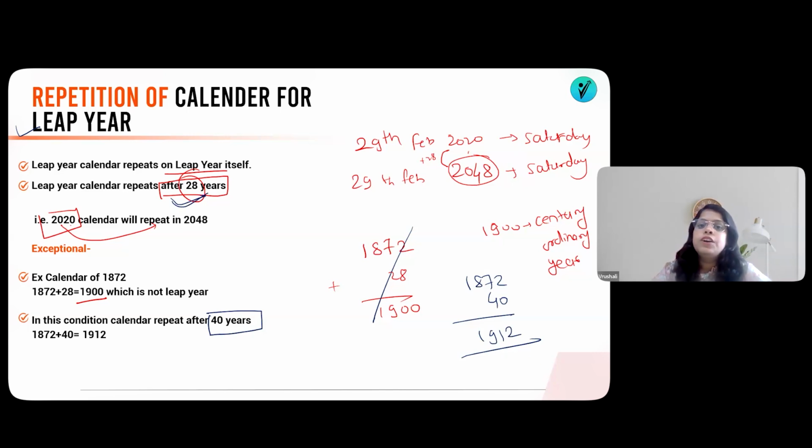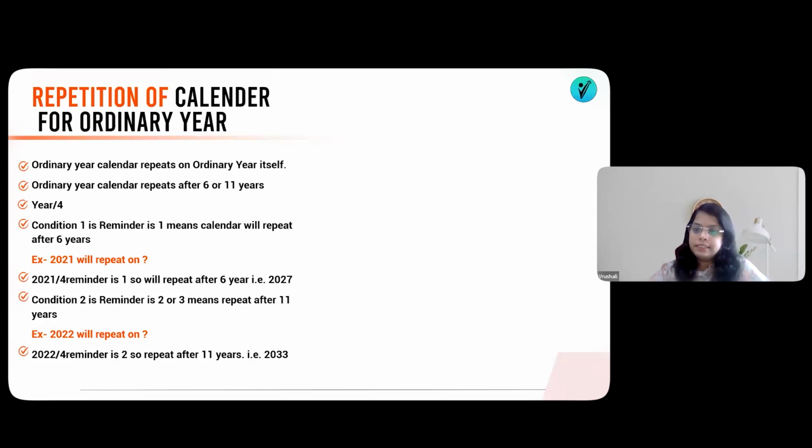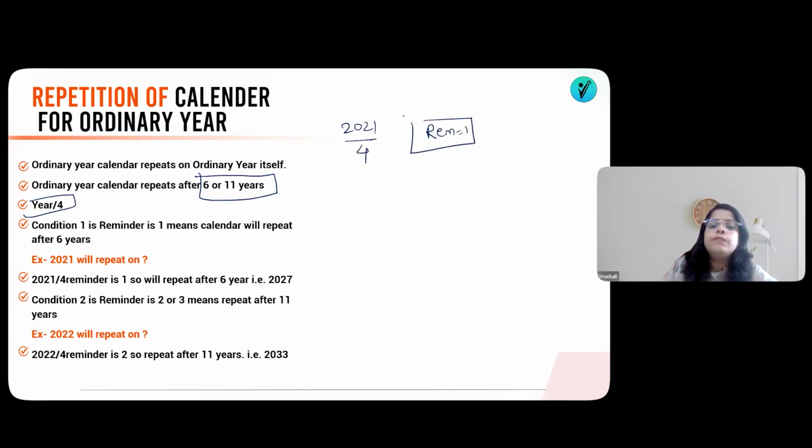Now what about the ordinary year? In the ordinary year, it repeats after either 6 years or 11 years. Ordinary year calendar repeats after 6 years or 11 years. Now what will we do for this? How to check it? Simply, whatever the year is, we need to divide by 4. For example, 2021. We divide by 4. What is the remainder? Remainder is 1. If your remainder is 1, then your calendar will repeat after 6 years. That means 2021 will repeat after 6 years, in the year 2027.